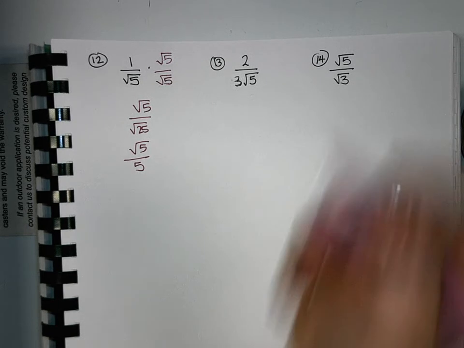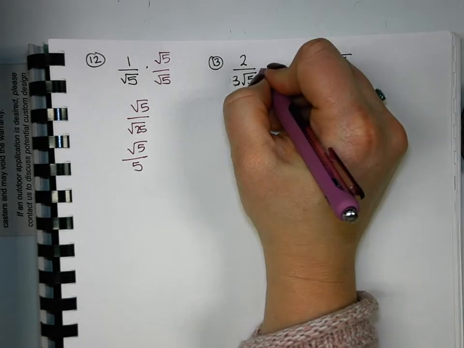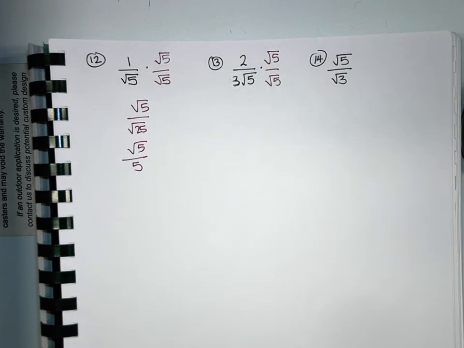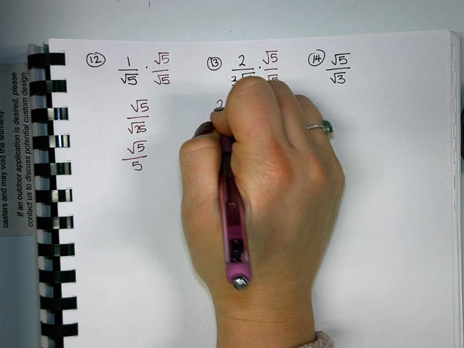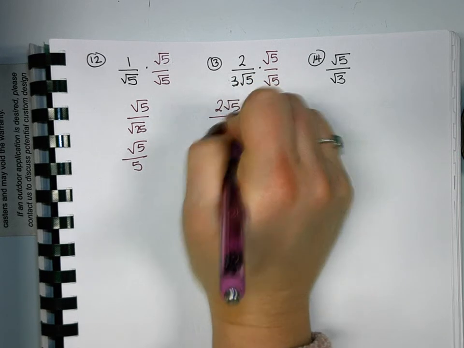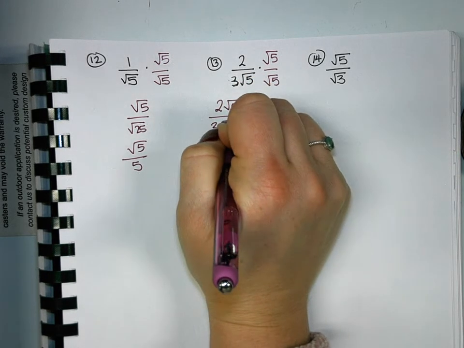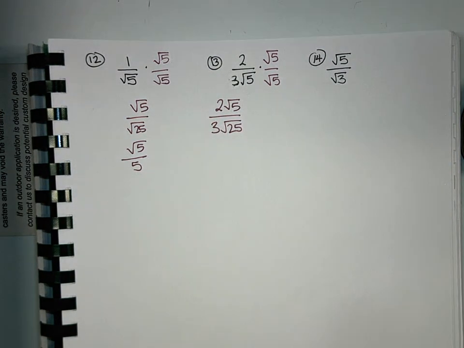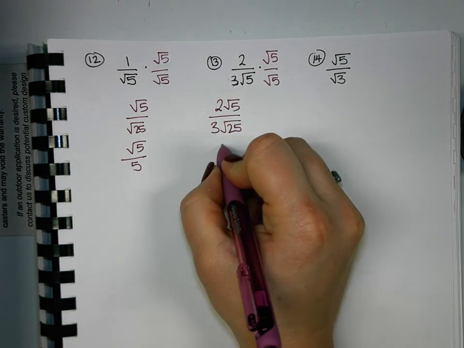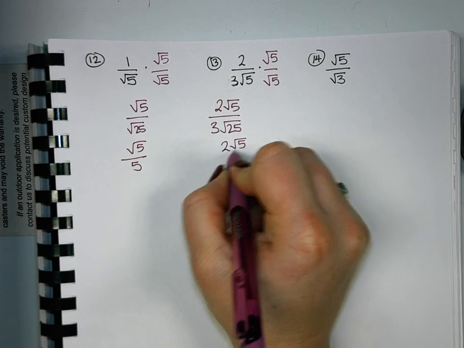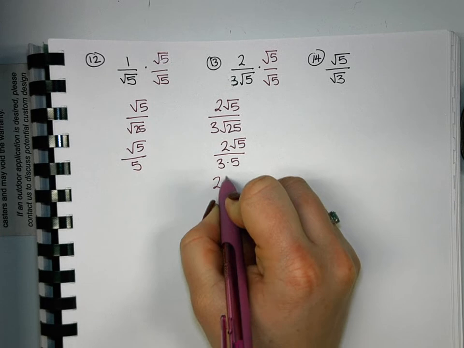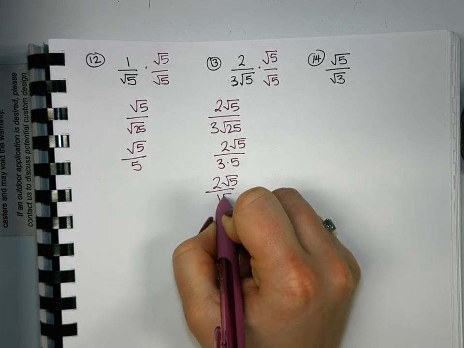Same thing on 13. Multiply top and bottom by root 5. So 2 root 5. And again, we multiply only the radicals together. The 3 just hangs out. Square root of 25 is 5. So what's 3 times 5? 15. And there would be your answer.